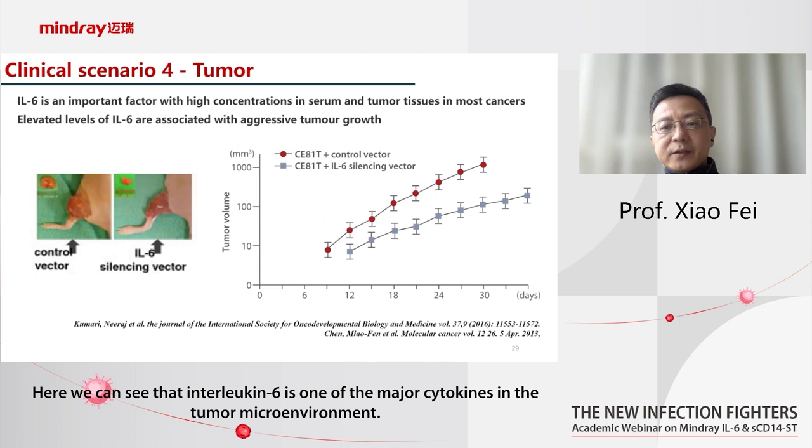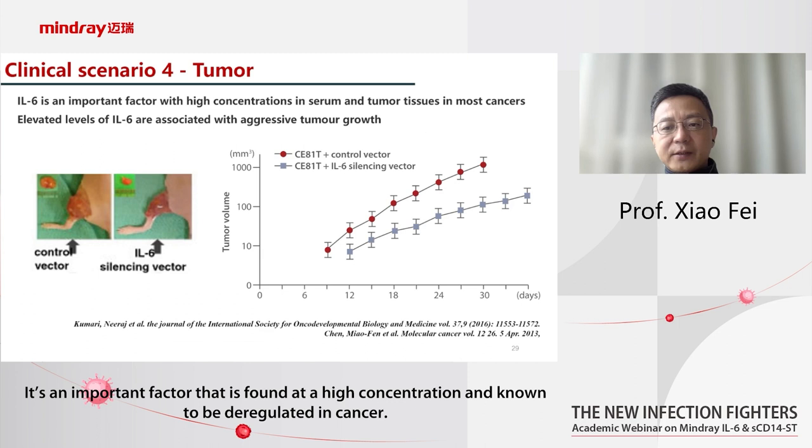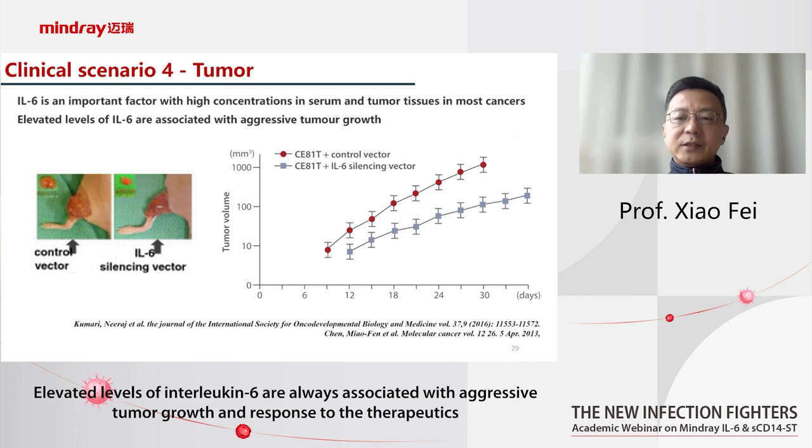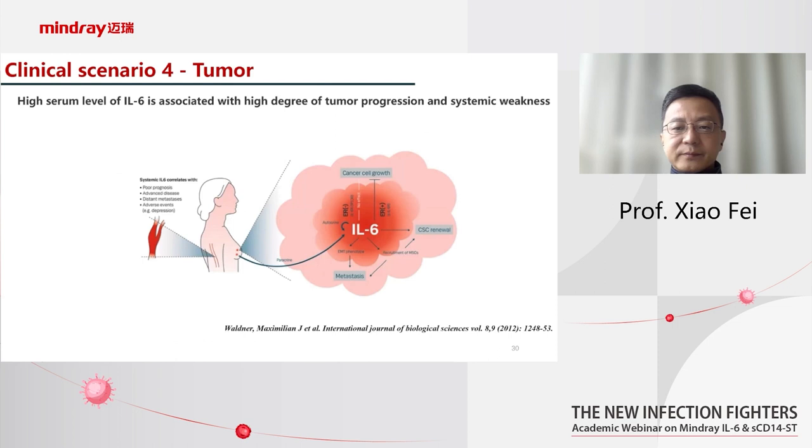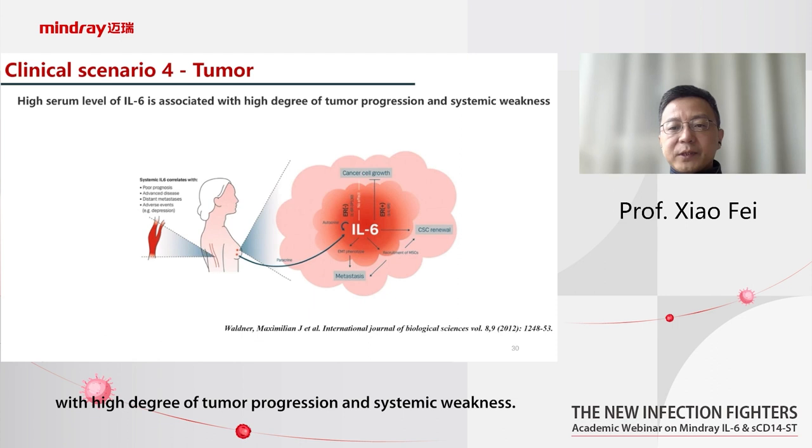Here we can see interleukin 6 is one of the major cytokines in the tumor microenvironment. It's an important factor which is found at a high concentration and known to be deregulated in cancer. Elevated levels of interleukin 6 are always associated with aggressive tumor growth and response to the therapeutics. In fact, in many types of cancer, high serum level of interleukin 6 is associated with a high degree of tumor progression and systemic weakness.